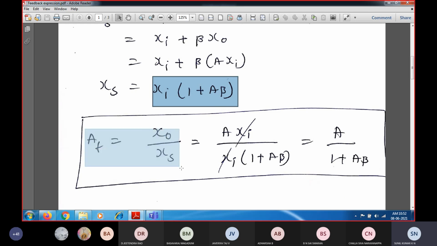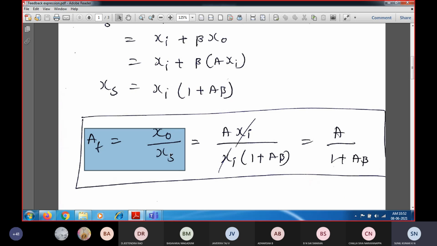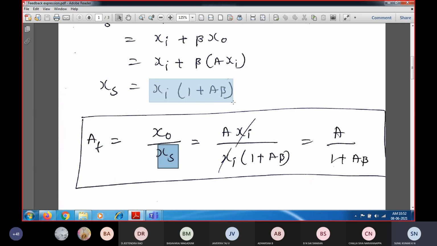So this is the feedback gain. AF is given by x naught divided by xs. x naught is nothing but A times xi, and xs is given as xi into 1 plus A beta. So xi will get cancelled, and you will get the feedback gain AF for the negative feedback as A divided by 1 plus A into beta. This is the feedback gain, and you should remember this throughout this chapter. It is very important, since it will come again in so many expressions. Feedback gain means you should remember A divided by 1 plus A into beta.